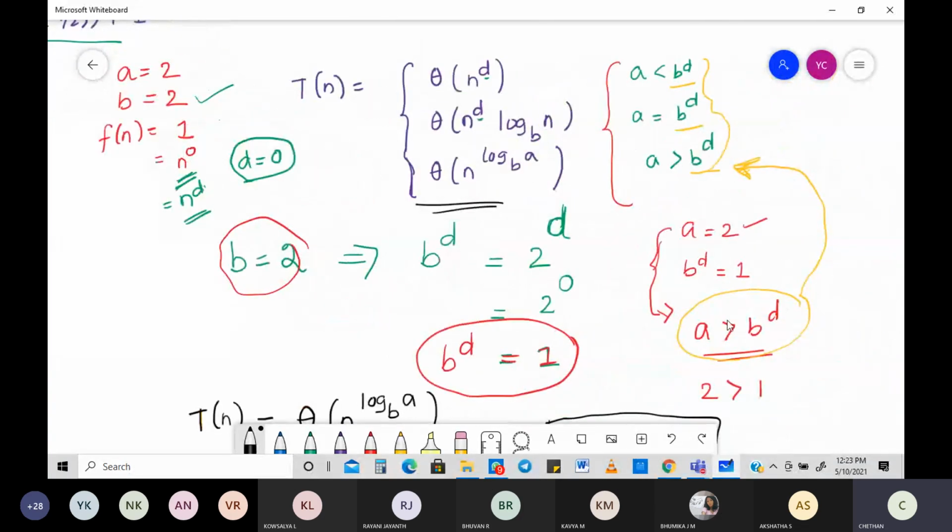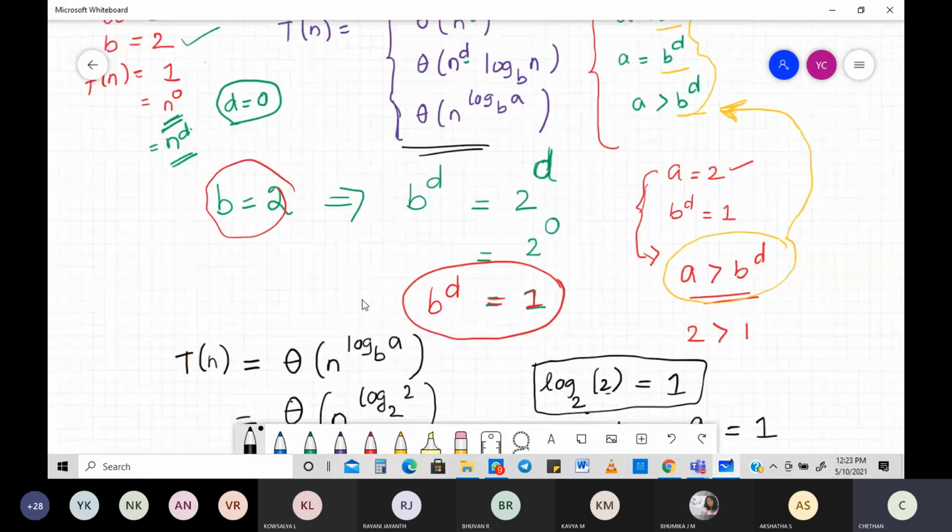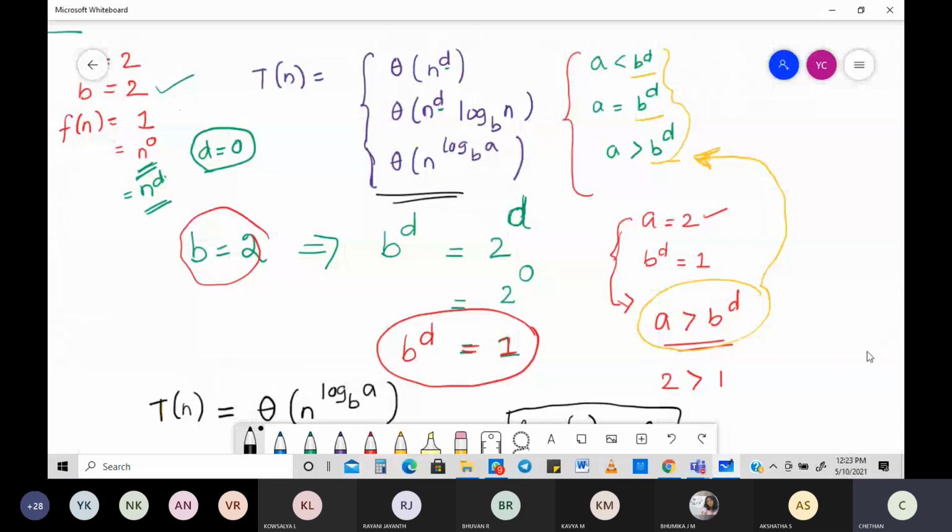Then when you put those values together, another important step to remember is right here. b is equal to 2, so I can write b to the power of d as 2 to the power of d. The d value is already 0, so b to the power of d is equal to 1. Then a value is equal to 2. You can see very clearly that a is greater than b to the power of d, which means 2 is greater than 1 only.